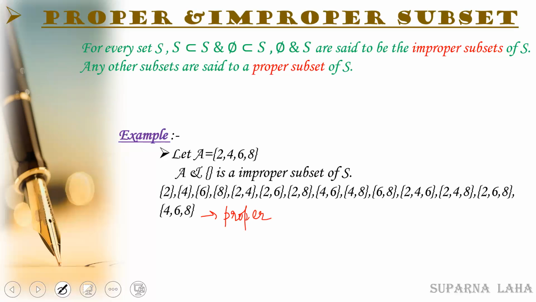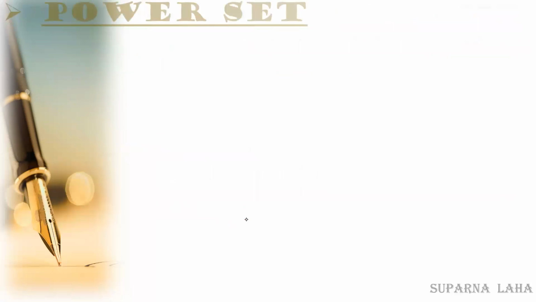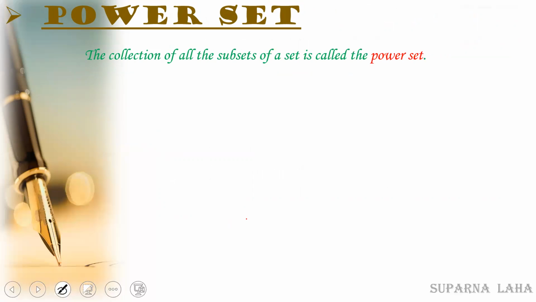I think this concept of proper and improper subset is clear. So moving to the next one is power set. What is power set? All the collection of the subsets of a set is called a power set. That means if we make a set with all the subsets of a set, that total set is a power set.